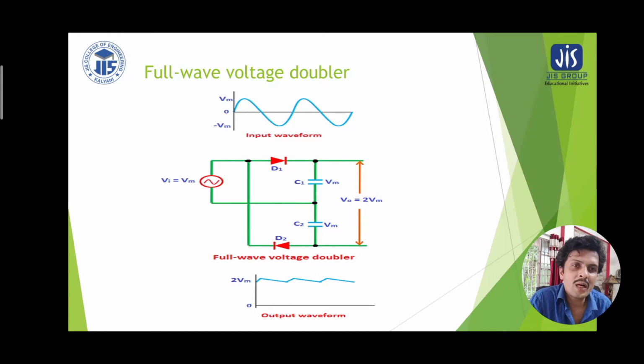So in the output waveform we are getting a little bit of ripple, but still it is 2 times the peak of the message magnitude, which is almost constant over the total period, or for a long time we are getting almost 2 times Vm. So therefore it is a voltage doubler circuit.